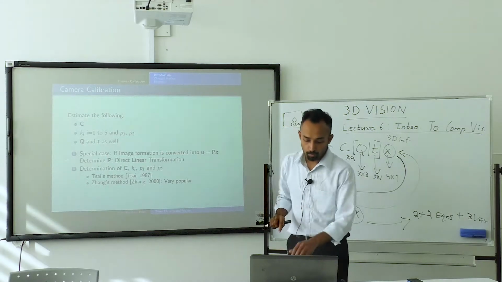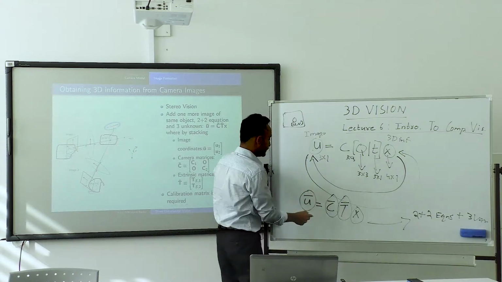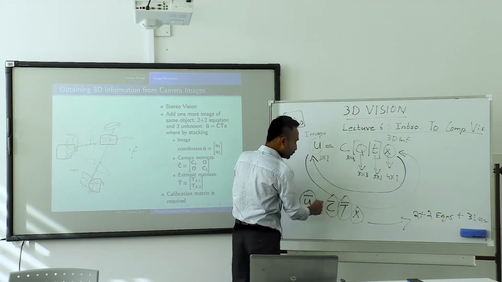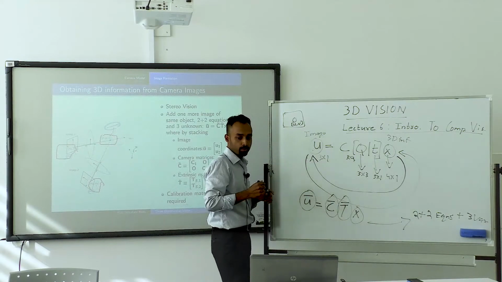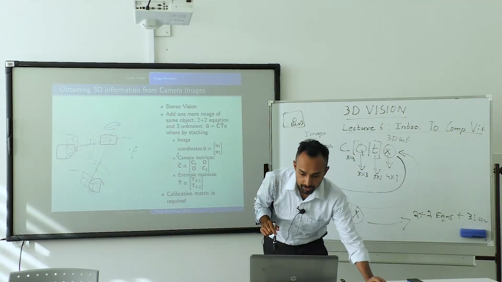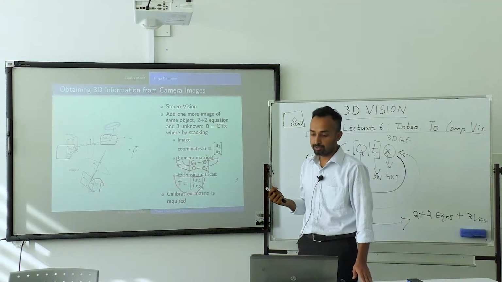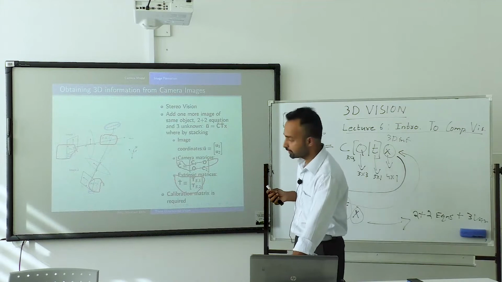So what is missing here? You need to obtain this information. You can do this only if you obtain the information about C bar and T bar. So whatever I have shown here, if you obtain information about the camera matrices and T bar, it will be possible to calculate the three-dimensional information from two image points.